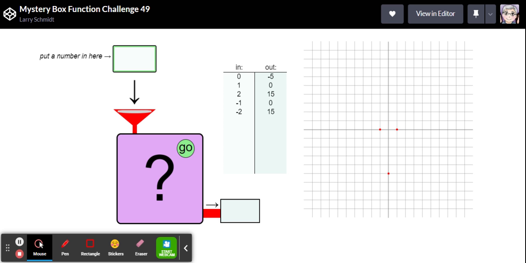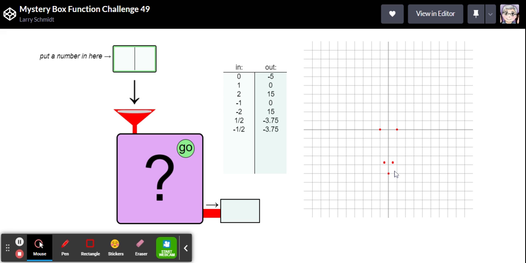I would love to see some other points here, though. I think I'm going to do 1/2 and -1/2. If this is really a parabola, those should be symmetrical too. Aha. And -1/2 also gives me a -3.75. Yes. Okay. So I think this is just a really narrow parabola.